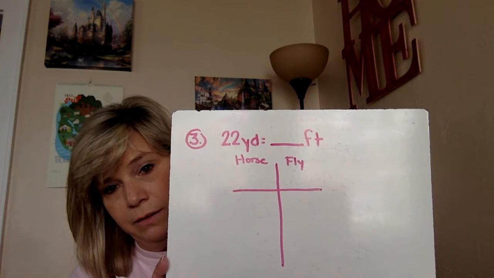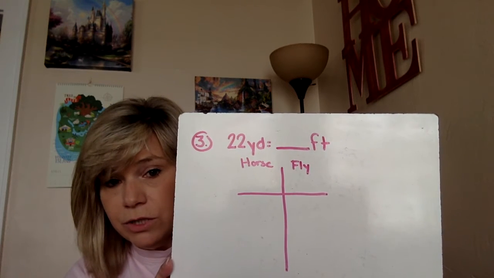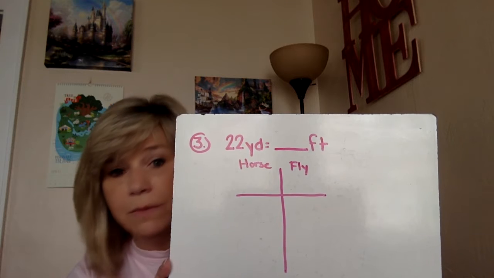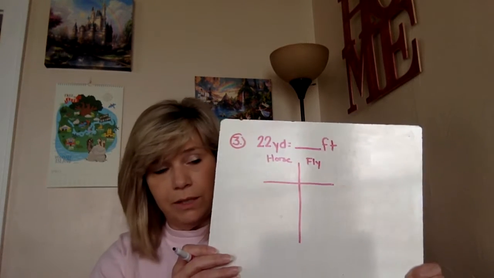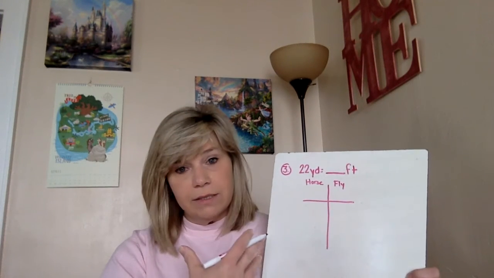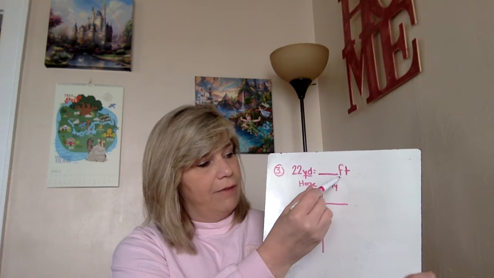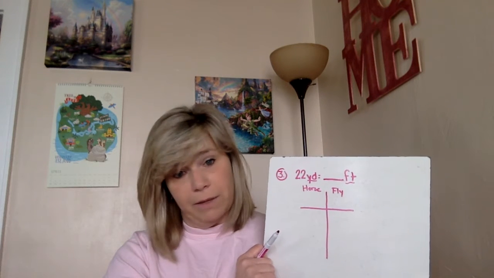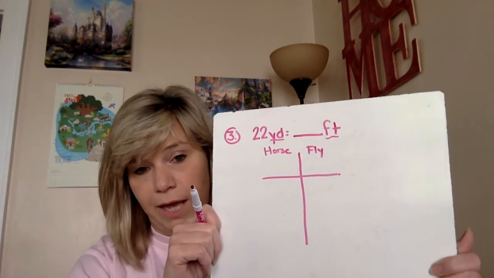You caught up. If you need to pause the video and write this down, please do, but that's what it should look like. Now here's where you have to know your important conversions, your important measurements, and you have to know who's bigger, who's smaller. Our horse, we want it to be the biggest, so watch what I do. I'm going to look at just my units. So I have a yard and I have a foot. I'm not worried about that 22. Pretend that 22 is not there. I have a yard and I have a foot.